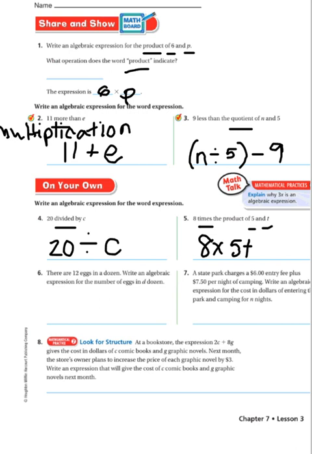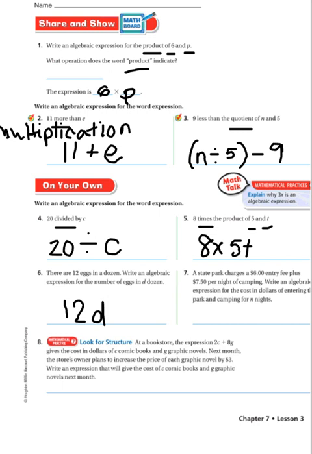Number 6. There are 12 eggs in a dozen. Write an algebraic expression for the number of eggs in the dozen. So there are 12 eggs in the dozen.